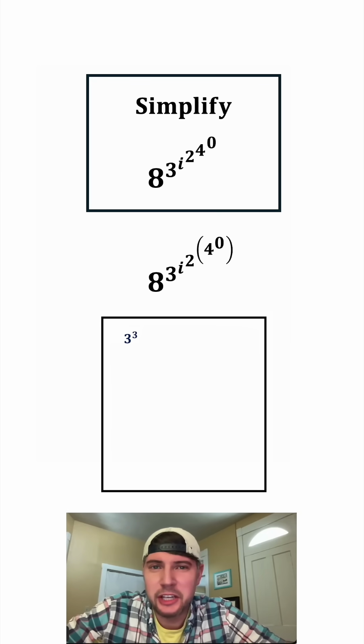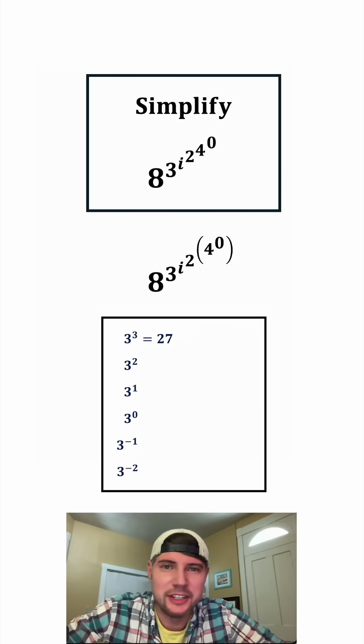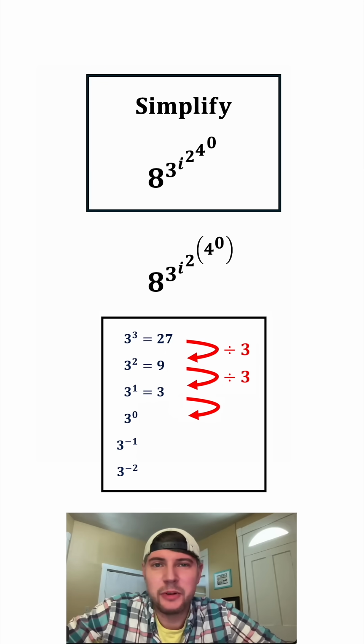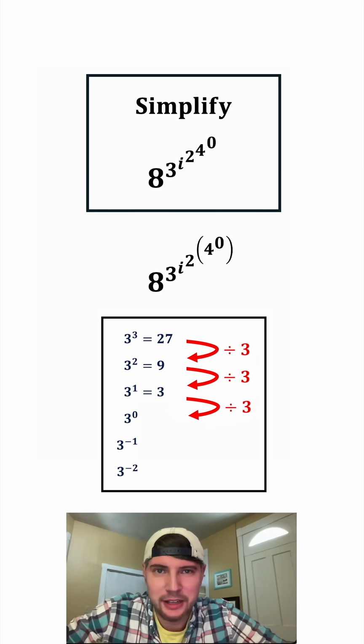You have something like 3 cubed, then 3 squared, then 3 to the 1, then 3 to the 0, 3 to the negative 1, 3 to the negative 2, and so on. 3 cubed is equal to 27, 3 squared is 9, 3 to the 1 is 3. And you'll notice for each row, we divide by 3 each time. So to get 3 to the 0, we're going to divide by 3. 3 divided by 3 will give us 1. And that's a quick demonstration why 3 to the 0 is equal to 1.